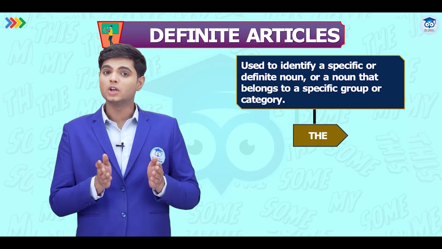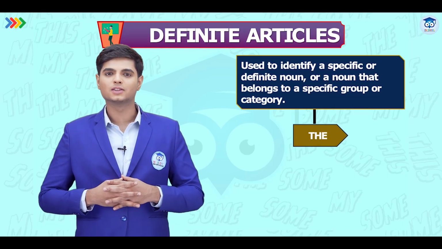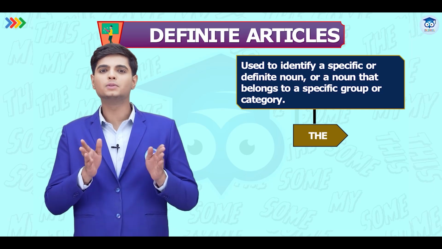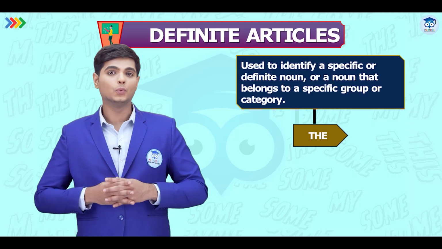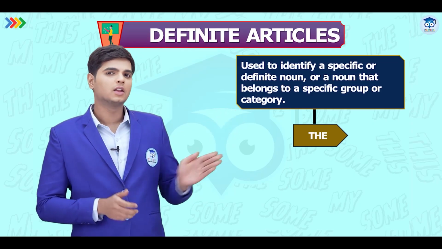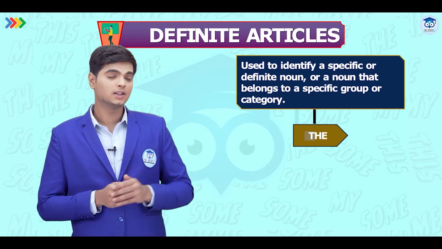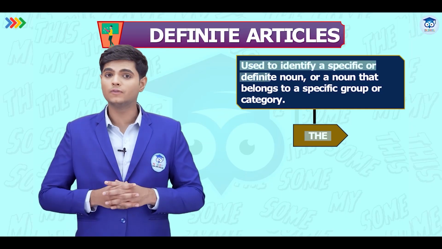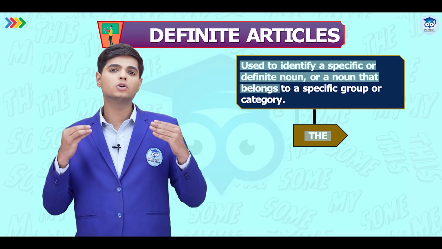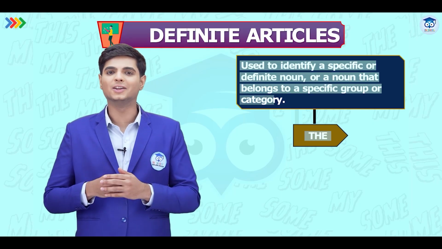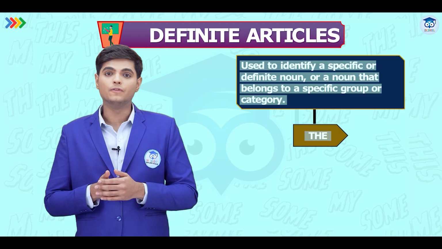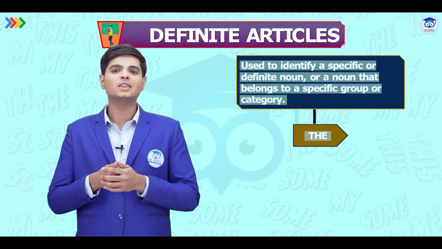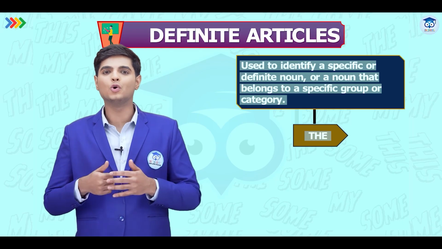Let's now move from general references to specific ones. When we want to talk about something known and clear to both the speaker and the listener, we use definite articles. The definite article in English is the, and it is used to identify a specific or definite noun or a noun that belongs to a specific group or category. For instance, if I say the moon, I'm not talking about just any moon. I mean that one specific moon we all know about.